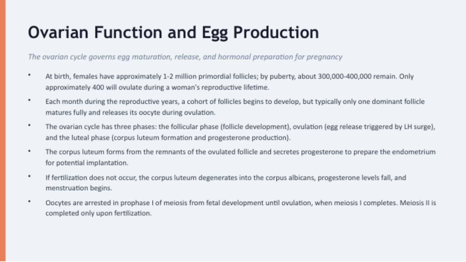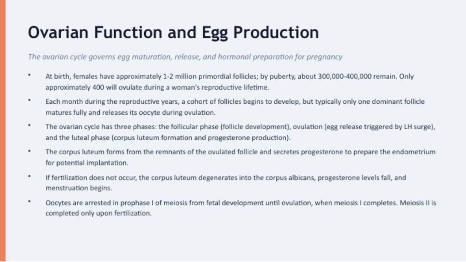At birth, females have approximately 1 to 2 million primordial follicles, which are the basic units of female reproductive potential. By the time she reaches puberty, that number decreases significantly to about 300,000 to 400,000 remaining follicles. Interestingly, out of all these follicles, only around 400 will actually ovulate during a woman's entire reproductive lifetime. Each month during the reproductive years, a group of follicles starts to develop, but usually only one becomes dominant. This dominant follicle fully matures and releases its oocyte during ovulation, which is a carefully timed event in the cycle.